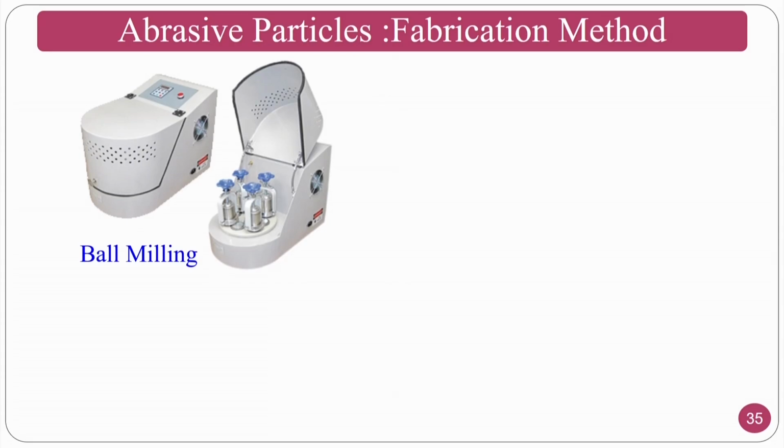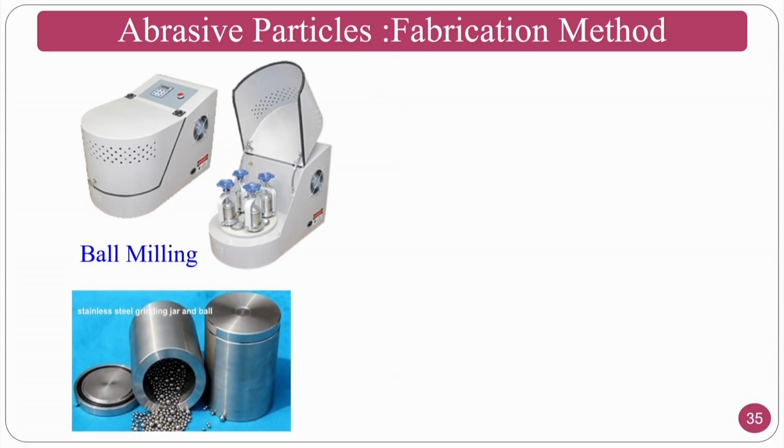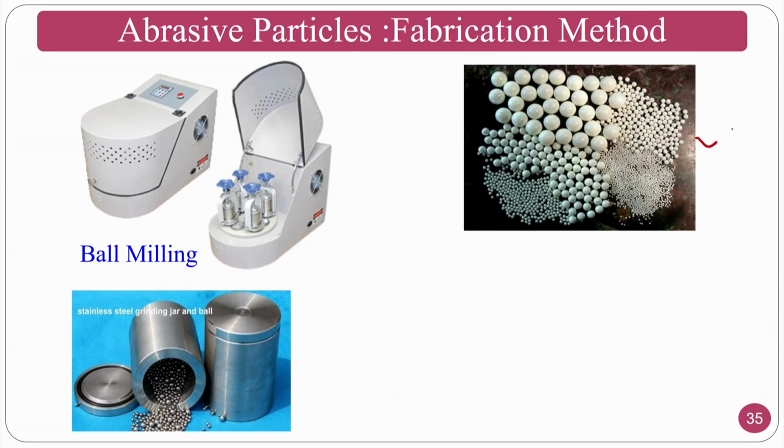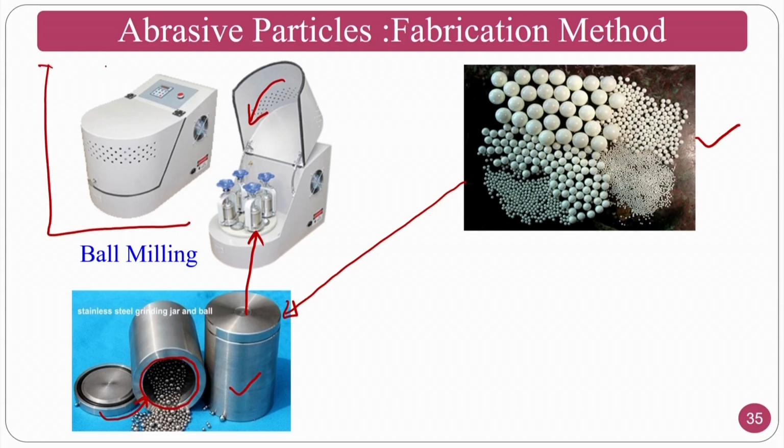Abrasive particles are fabricated in many ways. One of the most common ways is the ball milling operation. What you are seeing is a planetary ball milling process, where balls are placed inside the jar, then you put the lid on top and close it like this. The four jars are placed here and the lids closed. Before operation, the machine looks like this, and you can give your input conditions here and make the particles.